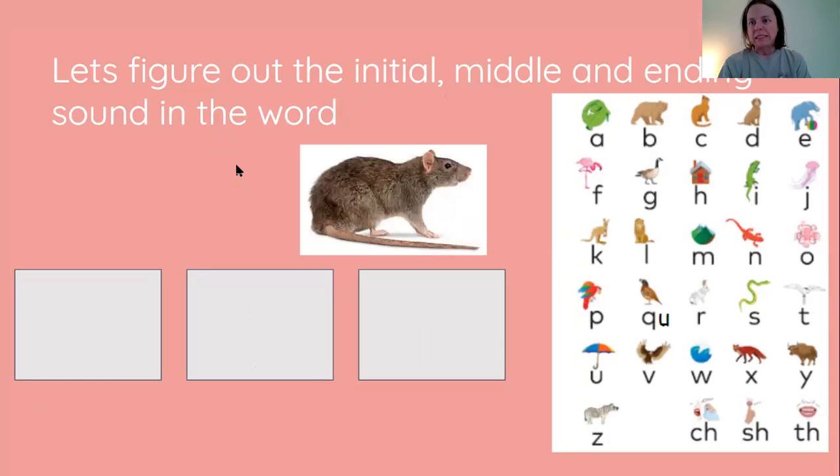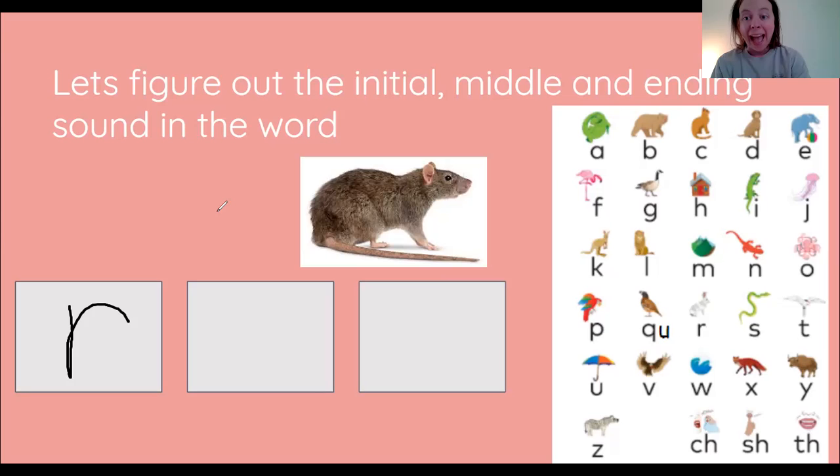Next we have a rat. Rat. Is our first sound. R. Ah, that's our second sound, which would be A. T, t, t, t. Our last sound is T. Rat. So that's how we spell rat when we sound out each individual letter. Okay, let's do another one.